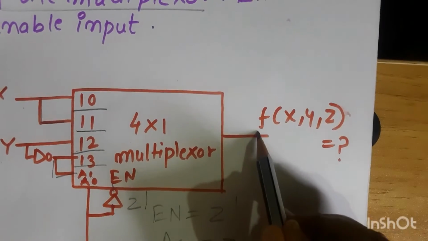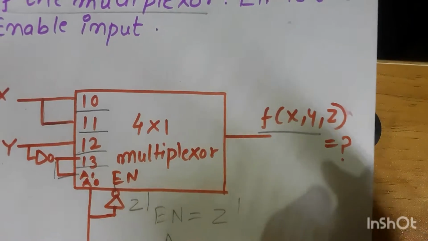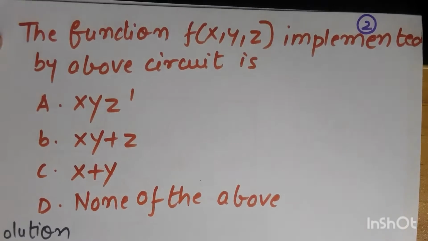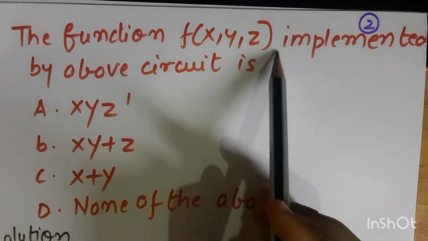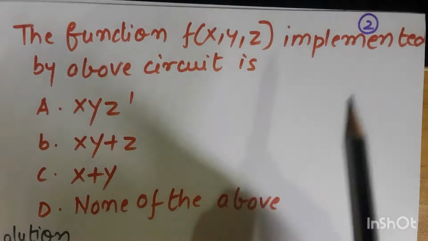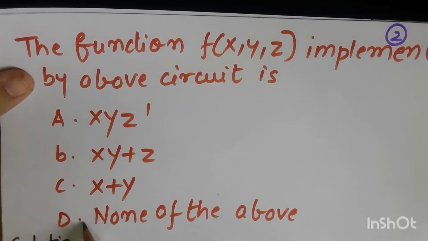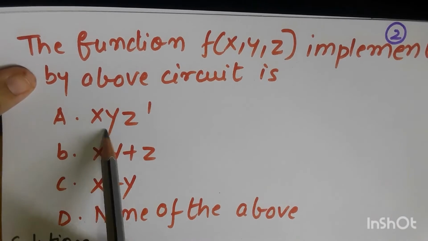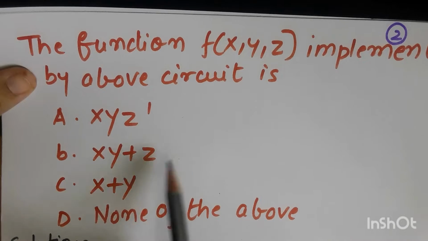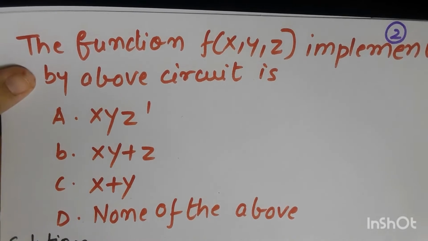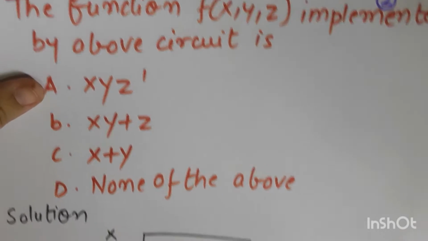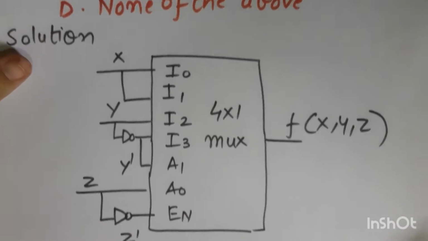Now we have to find the function F, and here are the options given. The function f(x, y, z) implemented by the above circuit is one of these four. These four options are given: function f is x y z dash, x y plus z, x plus y, or none of these. Let's do the solution. अब हम solution करते हैं.